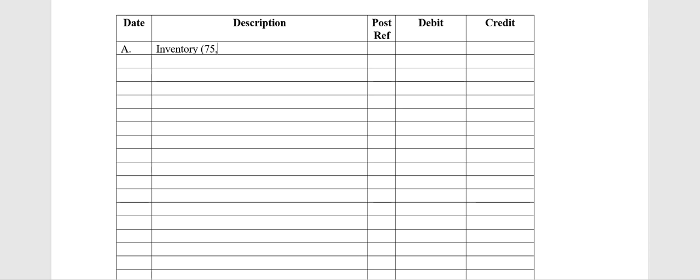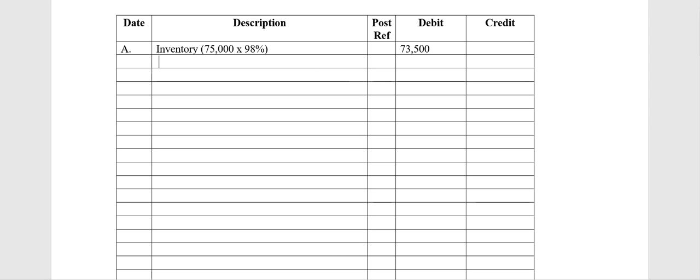So the total value of the inventory that we're purchasing is $75,000, but they're offering us a 2% discount, which means that we're going to record it at 98% of that value. 100% would be the $75,000, minus the 2% gets us to that 98% value. So our inventory is going to be recorded at $73,500.